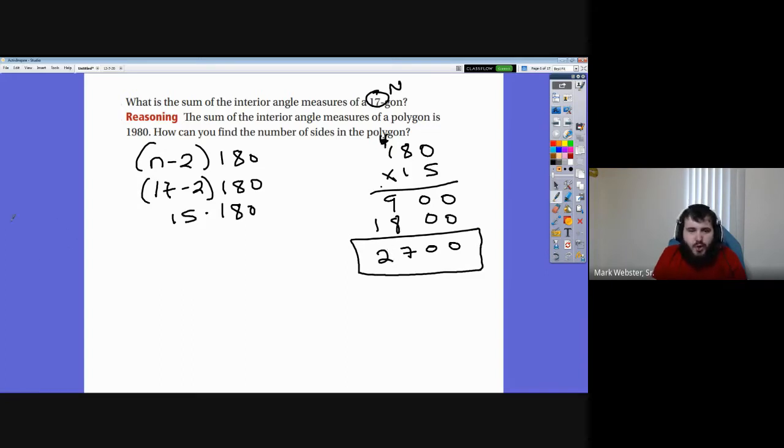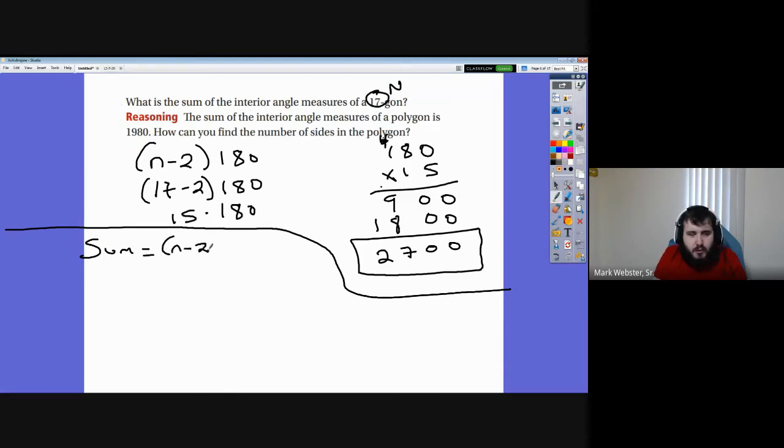So now part 2 is, okay, so now I know that the sum is 1980. How do you find the number of sides? Well, let's do that. Now, remember, sum equals this. Well, I don't know n, I know sum, right? So let's put that in here. And then I want to find n, right?